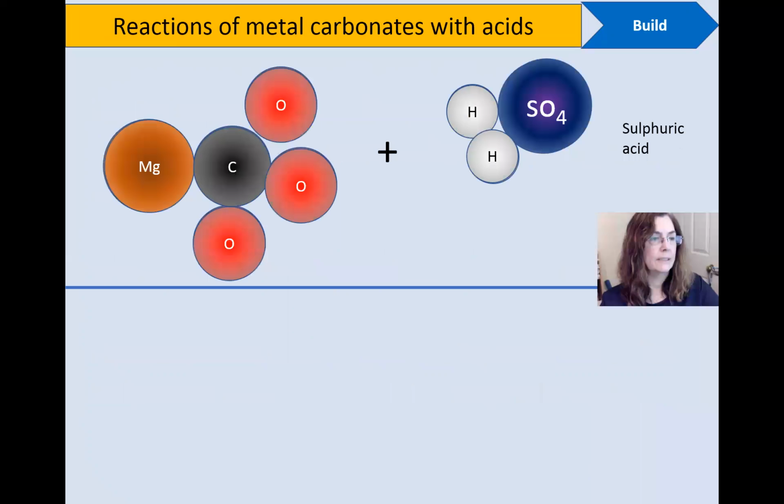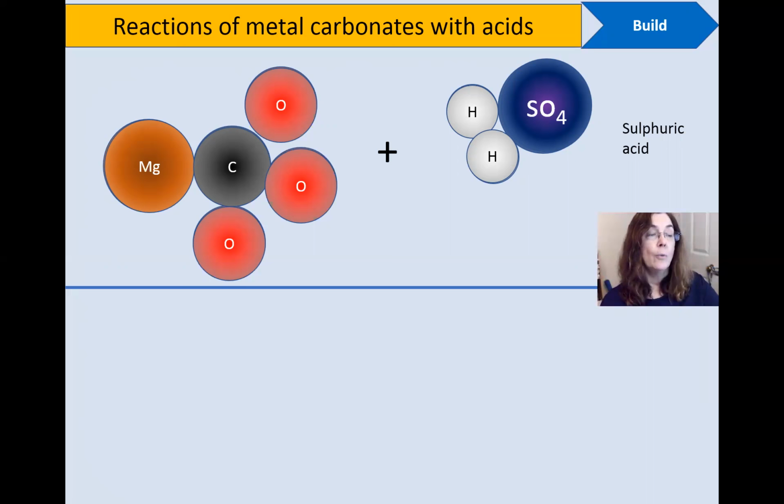So here we can see a particle diagram. We can see magnesium and carbon and 3 oxygens, so that's our magnesium carbonate. And I'm going to react it with sulfuric acid. You can see sulfuric acid here. It's 2 hydrogens and this SO4 group. I've just simplified that. And when the acid reacts with metal carbonates, it's the hydrogen ions that come from that acid that start the reaction.